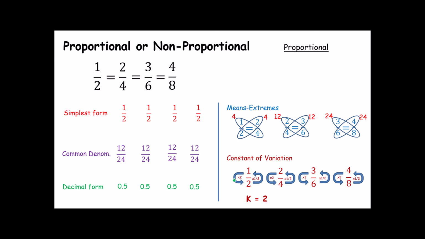The numerator times 2 gives me the denominator. Or you could say it has a constant of variation of 1/2. The denominator times 1/2 equals the numerator. Notice that 2 and 1/2 are multiplicative inverses or reciprocals of one another.